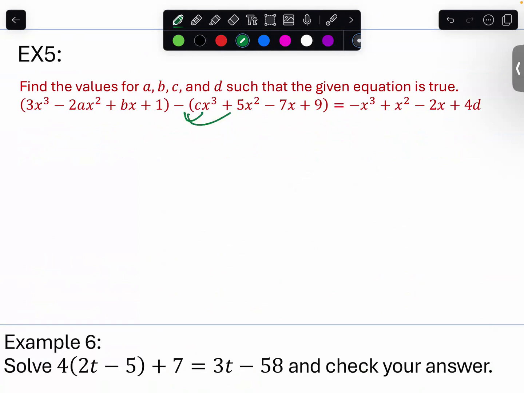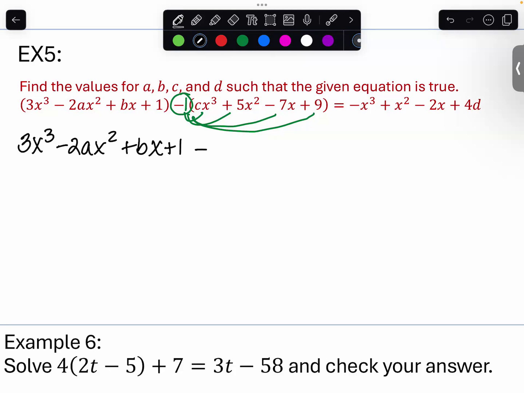So I'm first going to distribute this negative into the second parentheses because I'm subtracting the entire thing. I have a negative 1 being multiplied by it. So I have 3x cubed minus 2ax squared plus bx plus 1. And then I have a minus cx cubed, a minus 5x squared, a plus 7x, and a minus 9. Notice each of those changed sign that was inside that parentheses.